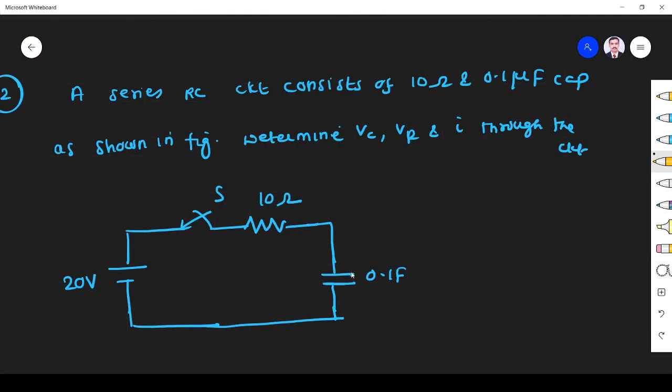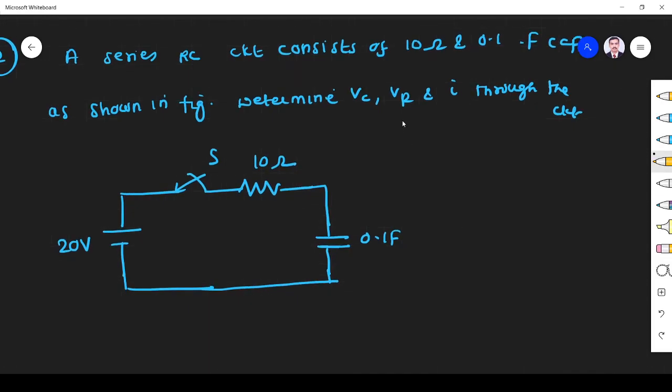It is 0.1 farad, right? Not microfarad. Please change it. 0.1 farad capacitor as shown in the figure. Determine Vc, that is voltage across capacitor, VR, and current through the circuit. So let us assume current through the circuit is I. So first I find I, right? From I find VR. VR is nothing but I into R.